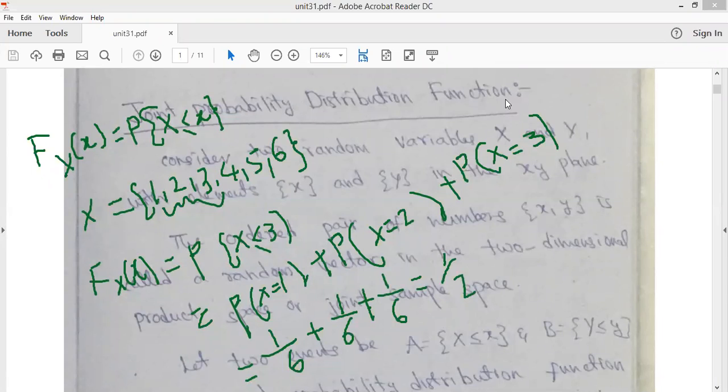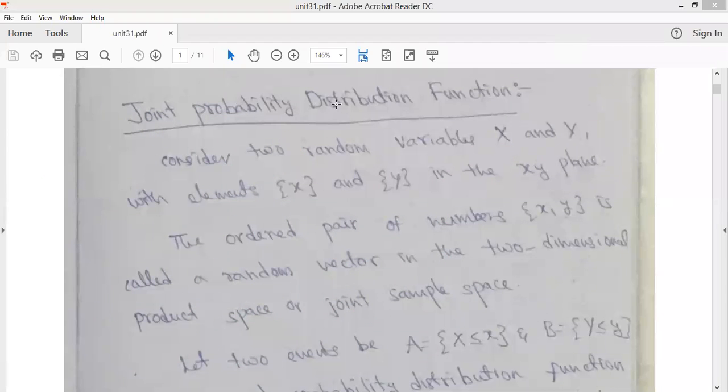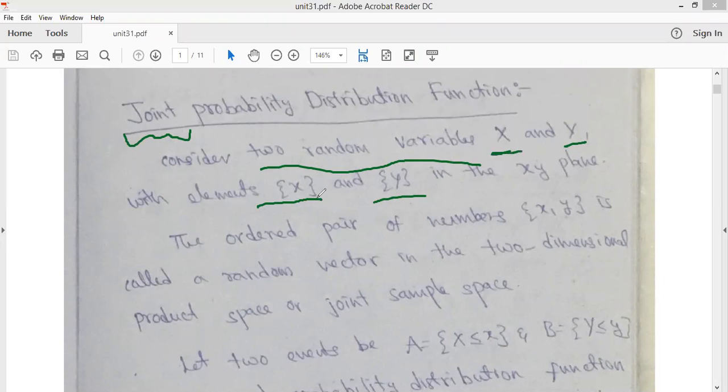In this topic we will be discussing the joint probability distribution function. Joint means we apply this to multiple random variables. In this case, we are taking two random variables, capital X and capital Y. The elements of capital X are written as x, and the elements of capital Y are written as y. The random variable is represented with a capital letter, the elements with lowercase letters. Because we have taken two random variables, these elements are represented in the XY plane.